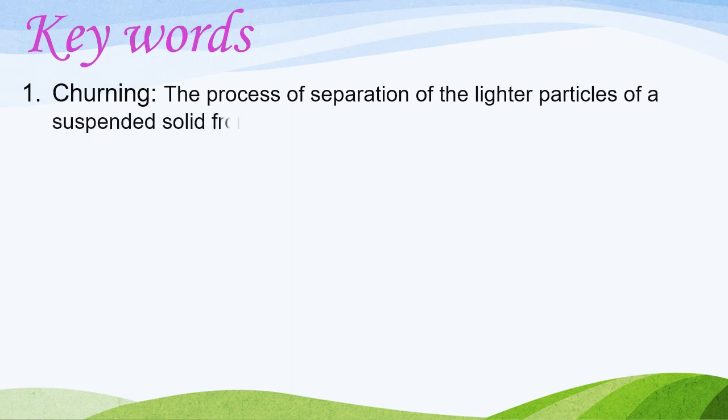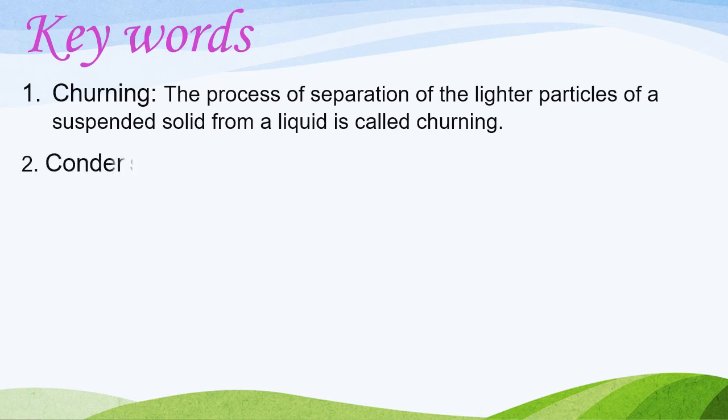Now see keywords. As I said in the beginning of this video, in the last we will discuss some keywords also. So let's see. Churning: the process of separation of lighter particles of a suspended solid from a liquid is called churning. So see what is churning. It is a process in which we separate lighter particles from heavier particles. So this is called churning.